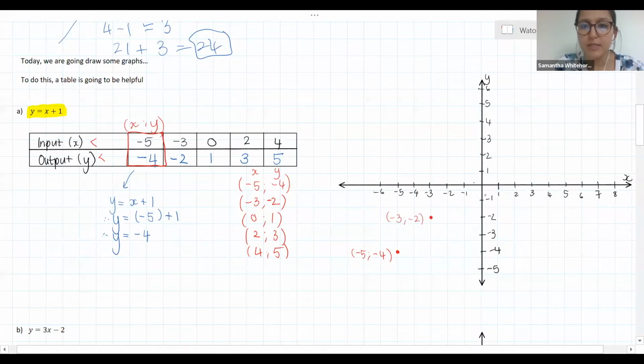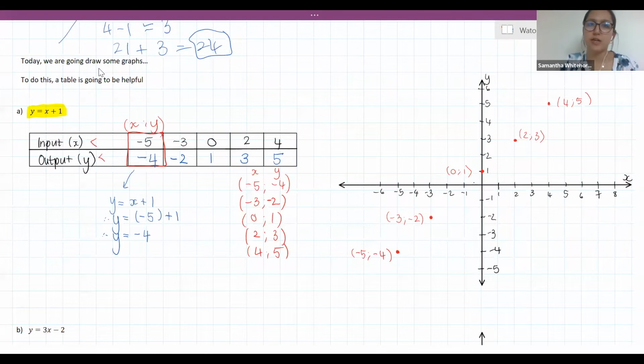My next point is (0, 1), which is here. I've then got (2, 3). And I finally have (4, 5). Right, and what we see as we plot these points is that if I were to join these points, I'm actually going to get a straight line.